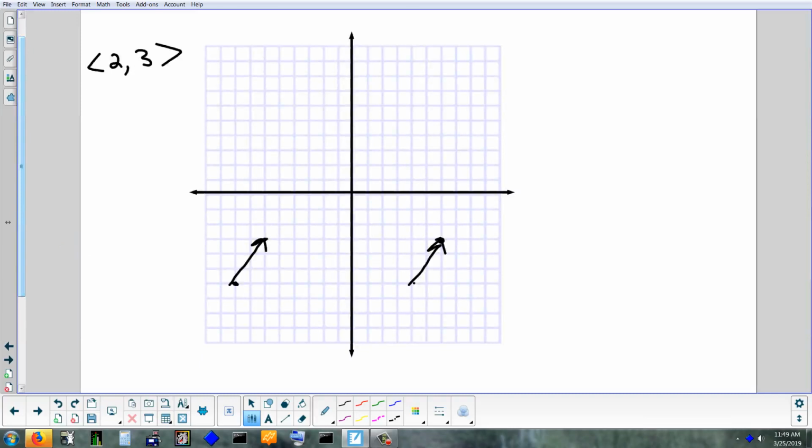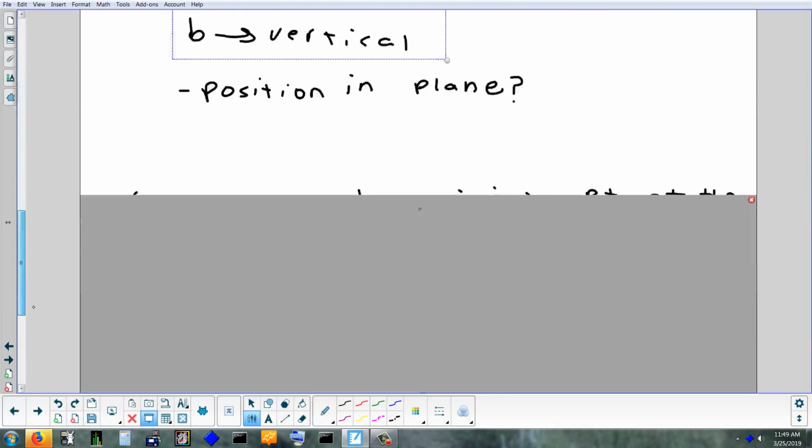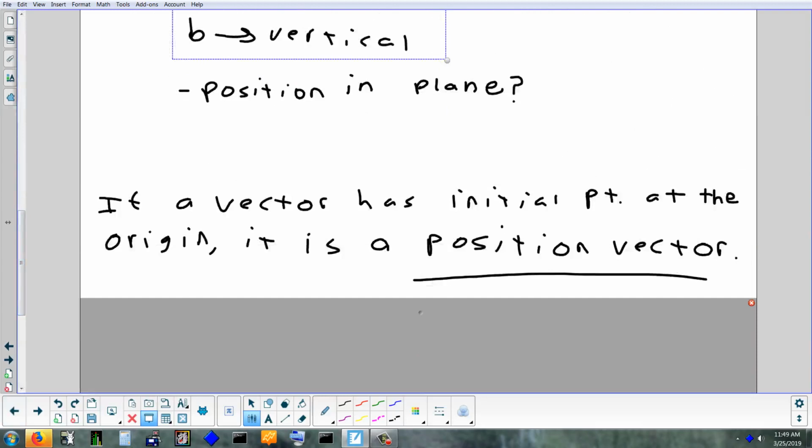The origin. Start at the origin, 2 right, 3 up. You could start here, 2 right, 3 up, but the origin, that's usually the preferred place to start. If your vector starts at the origin, that's called a position vector. So if you've got a vector with its initial point at the origin, that is called a position vector.